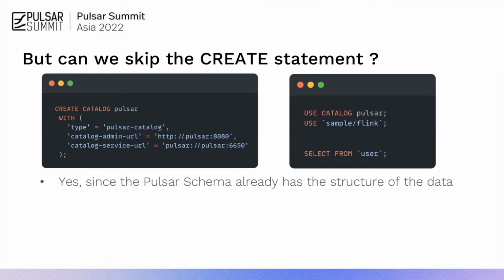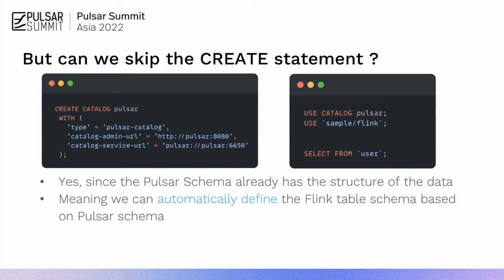Why can we do that? This is because the Pulsar schema already has the structure of the data. Based on this observation, we can automatically define the Flink table schemas based on the Pulsar schema, if it has one, of course. And this is what we did. As you can see here, the workflow is like this: you create a Pulsar catalog first, and then you use the catalog. You probably want to use a tenant and namespace as a database name, and then you use a topic name as a table name.